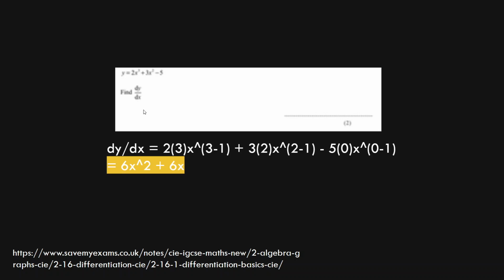Here's another example. It's much shorter. It's a bit blurry, but it says here 2x cubed plus 3x squared minus 5, and then find dy over dx. Again, we multiply the exponent and then minus 1 from the exponent. So 2 times 3x to the power of 3 minus 1, we get 6x to the power of 2. And then 3 times 2, which is the exponent here, x to the power of 2 minus 1, and so we get 6x here. And we ignore the constant as mentioned earlier.